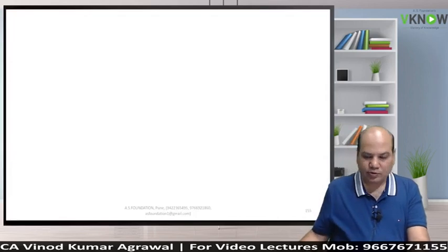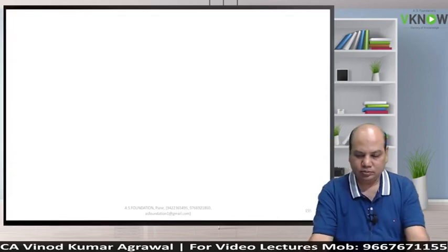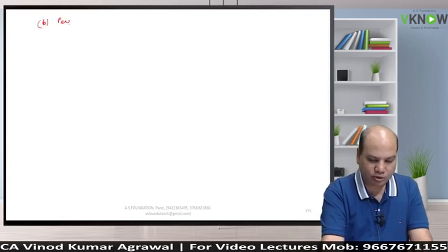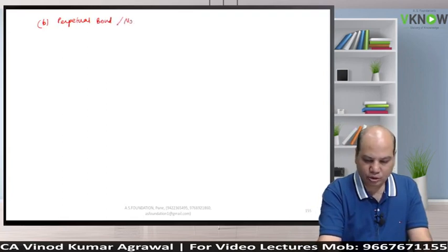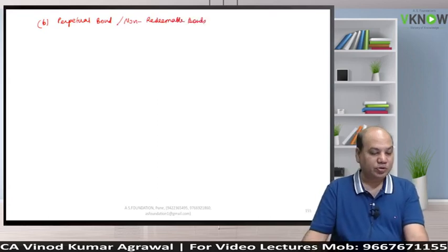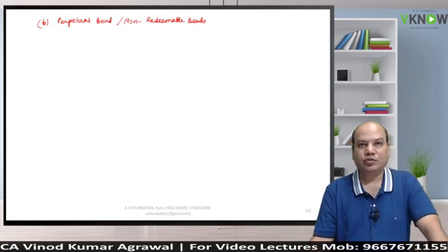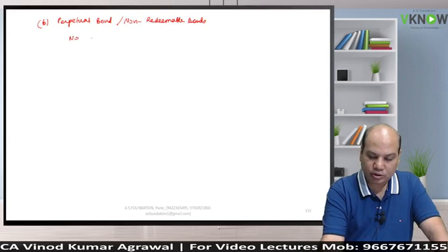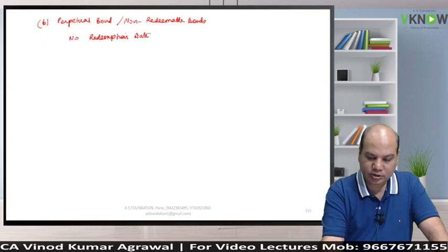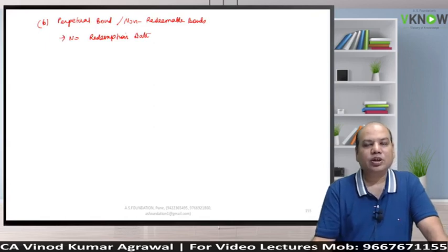So next, first we'll discuss this part B, perpetual bond or non-redeemable bond. Possible or not? Possible. What is a perpetual bond? There is no redemption clause, no redemption date specified. No redemption date means it can be redeemed or it may not be redeemed. Whenever it will be redeemed, it may be after a long period of time. I don't know the redemption date as of now.